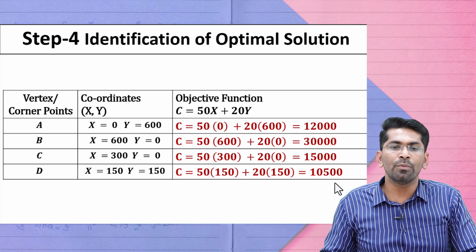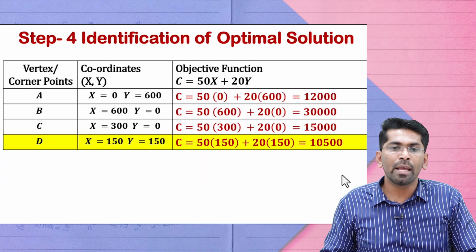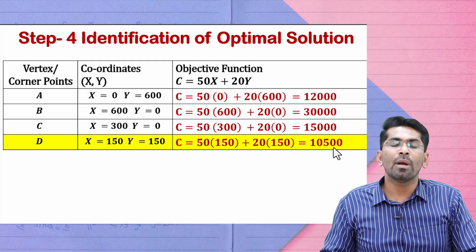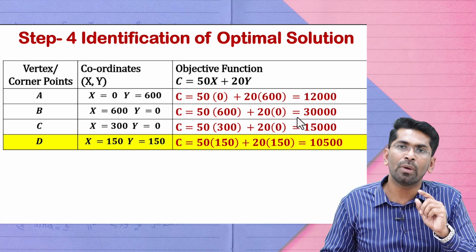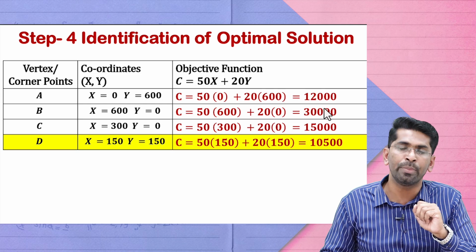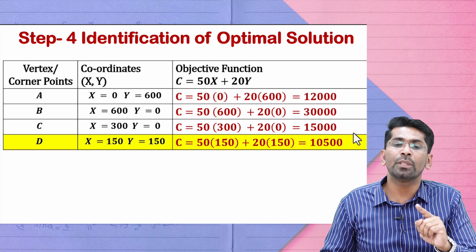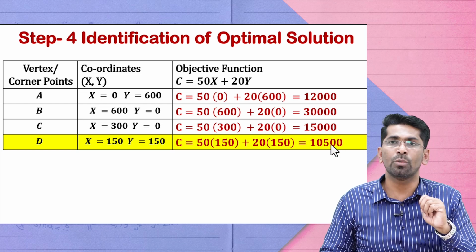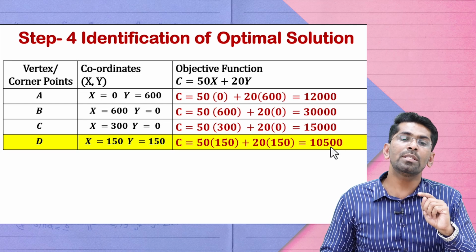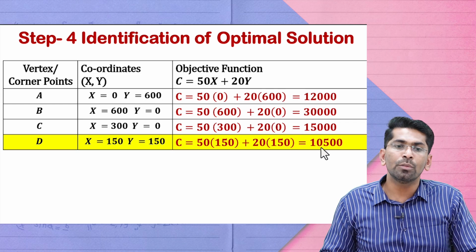So here the lowest value is 10,500. I am marking the 10,500 as the lowest value of the objective function, because our objective function is to minimize the cost. So we can't consider the higher values or the maximum value here, because the objective function is the minimization of cost. So we will select the lowest value among the various feasible solutions. So it is 10,500.